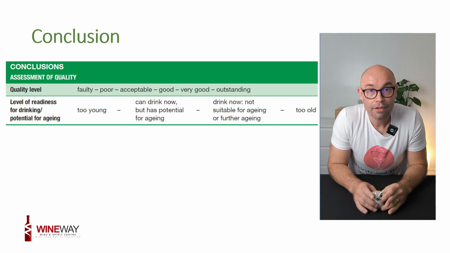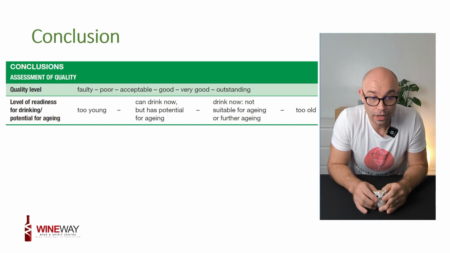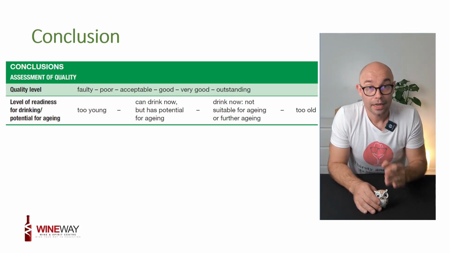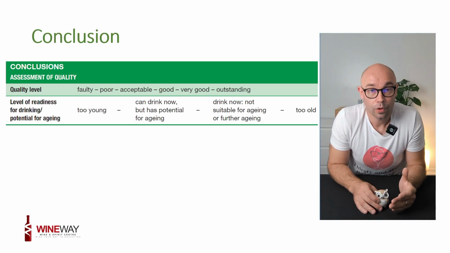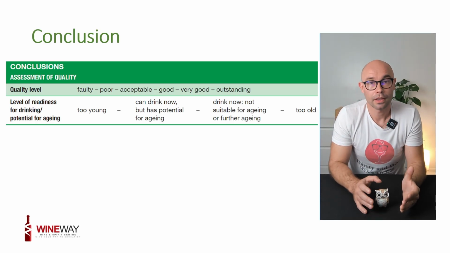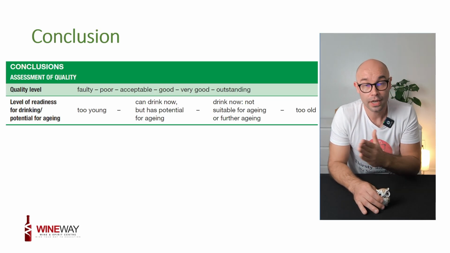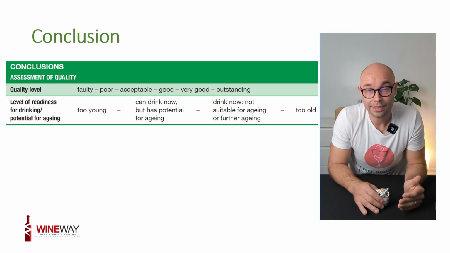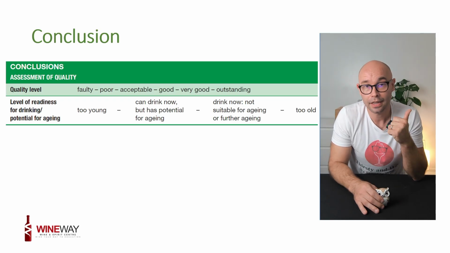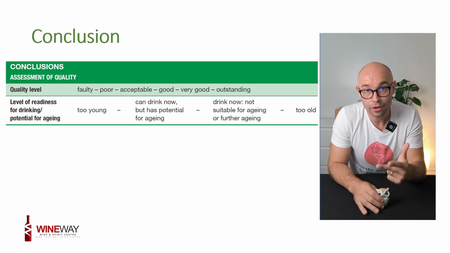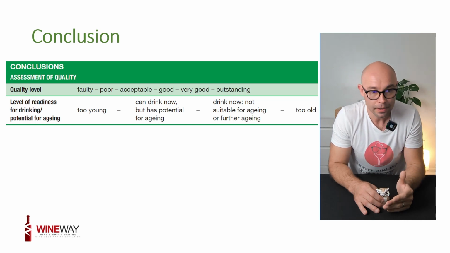And in the end, you have the conclusion. On the conclusion, you get 2 points, one for the quality level, one for readiness for drinking. The quality level can be faulty, poor, acceptable, good, very good, and outstanding. You're not going to get a faulty wine on the course. It's very good for you to try some faulty wines, for you to understand how a faulty wine smells, like TCA, like oxidation, like lack of freshness.